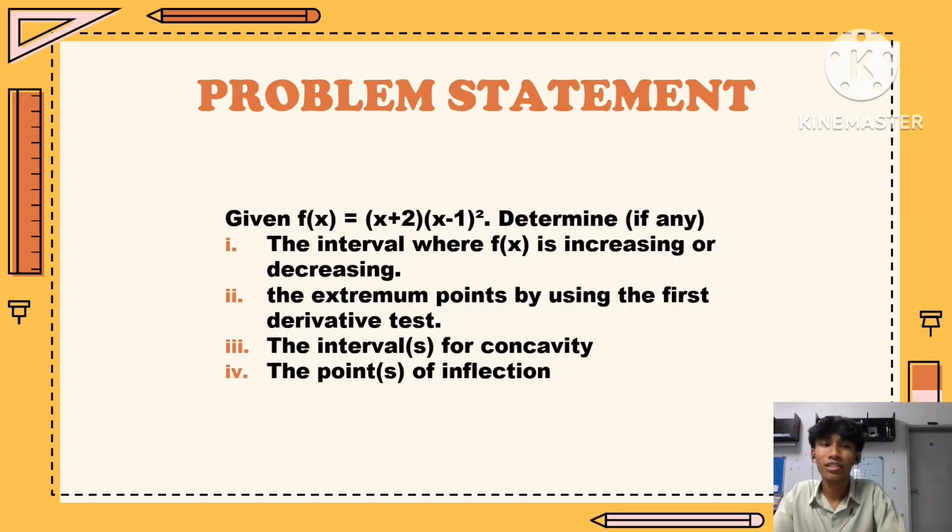Now I will explain a question about graph of polynomials. Given f(x) equals (x plus 2) times (x minus 2) squared. Determine, if any: the first one, the interval where f(x) is increasing or decreasing; second, the extreme points by using the first derivative test; third, the intervals for concavity; lastly, the point of inflection.